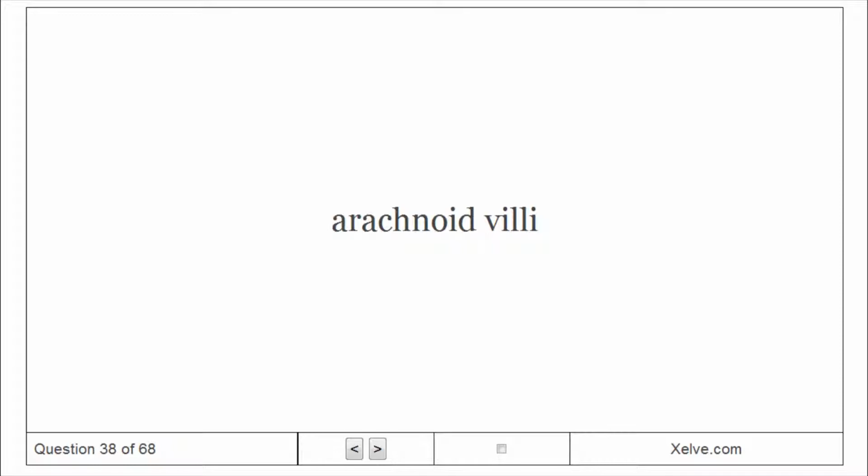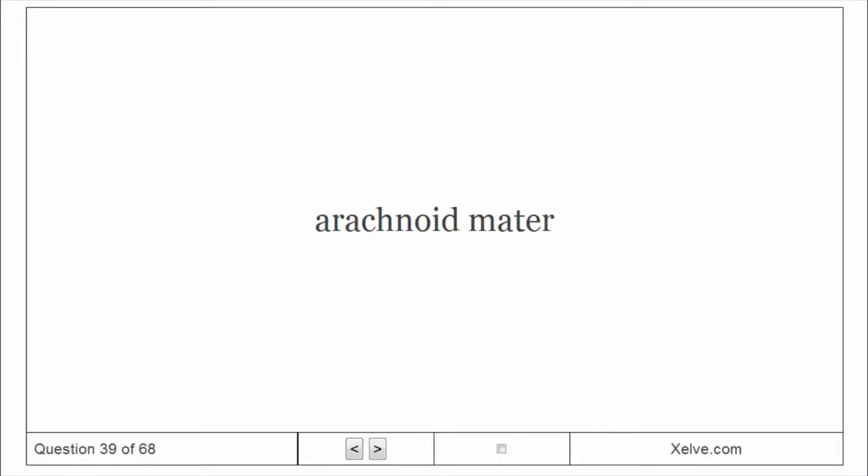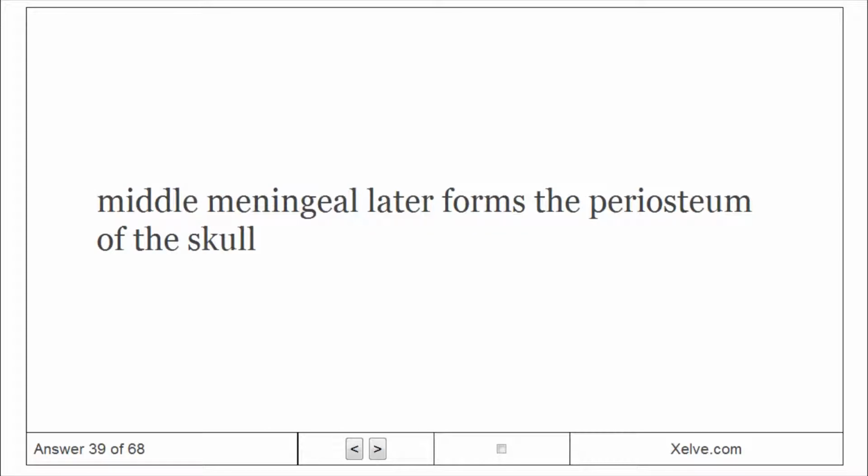Arachnoid villi. Structures that return cerebrospinal fluid to the venous blood in the dural sinuses. Arachnoid mater. Middle meningeal layer; forms the periosteum of the skull.